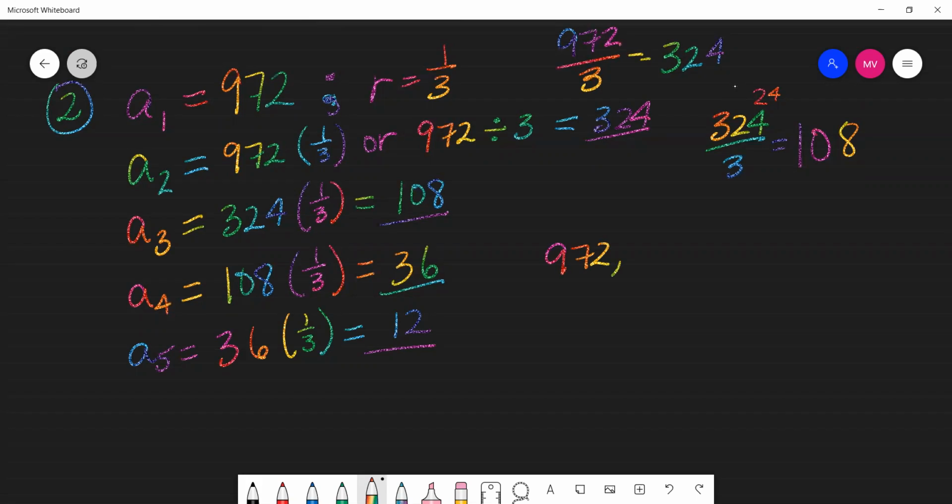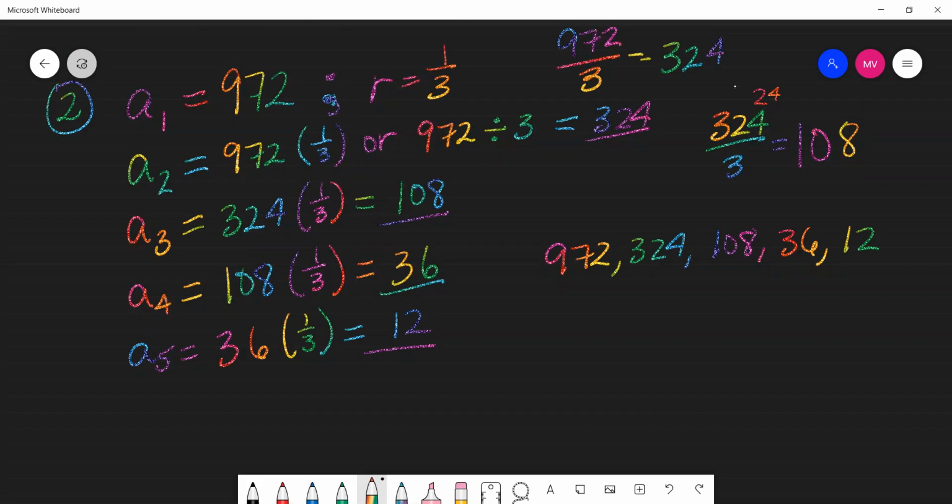972, 324, 108, 36, 12. What are the numbers in our sequence doing? They're getting smaller. So be careful about how you look at these, because if you're looking at a geometric sequence that gets smaller, that means your ratio has to be what? A fraction, because you're constantly dividing each previous term, which makes a smaller piece, right?